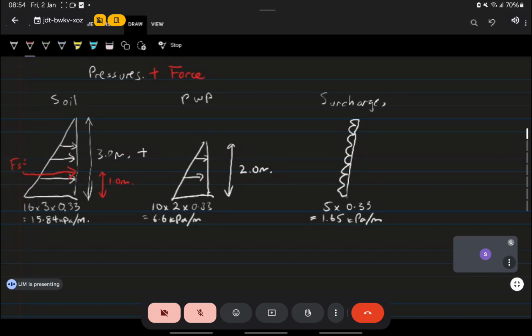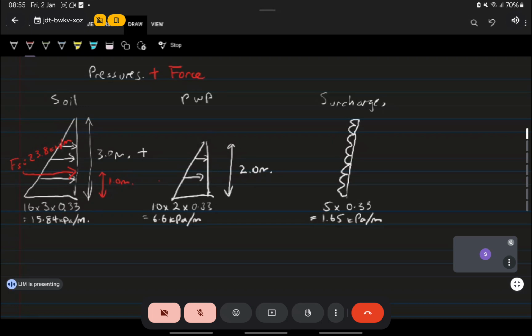So how do you get Fs? Fs is the area of that triangle. 15.4 times the height, 3 meters, divide by 2, because it's a triangle, 23.1. That's the resultant force of the soil.